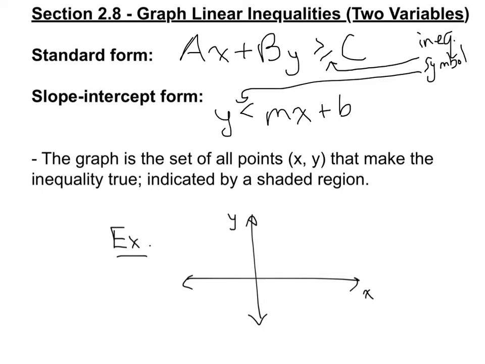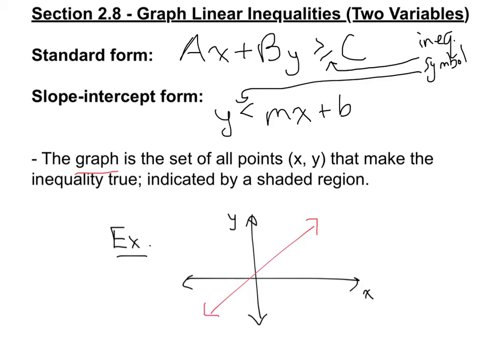So, you can see how this builds on linear equation knowledge already, but let's look at the graph. The graph is going to be a little bit different than just a line. It's the set of all points (x, y) that make the inequality true. It's indicated by a shaded region. So for example, we're going to have some type of line. I'll just make a straight line here with the red line.